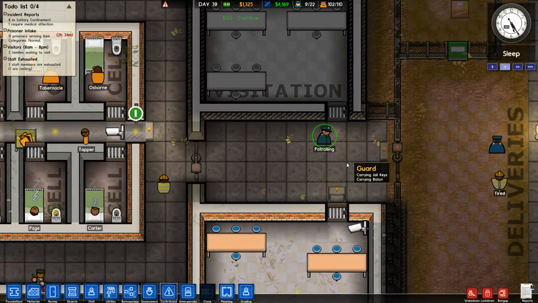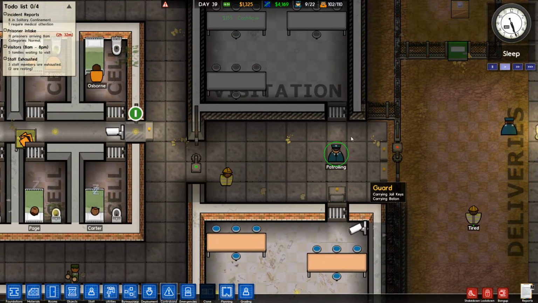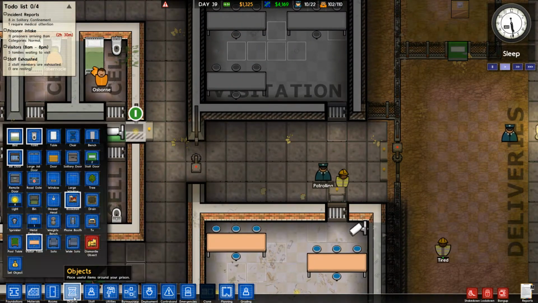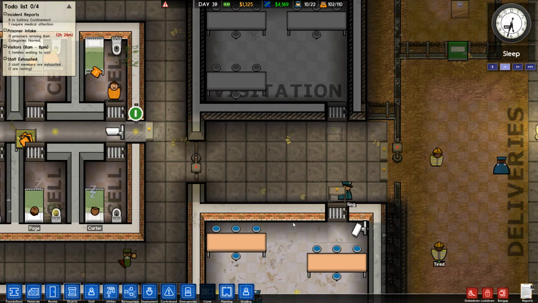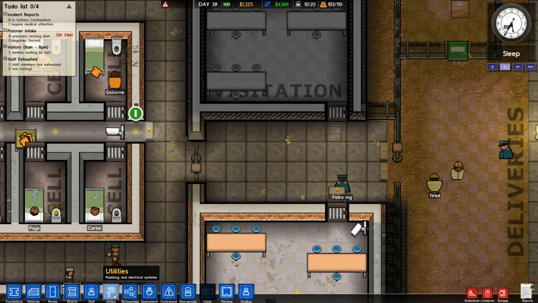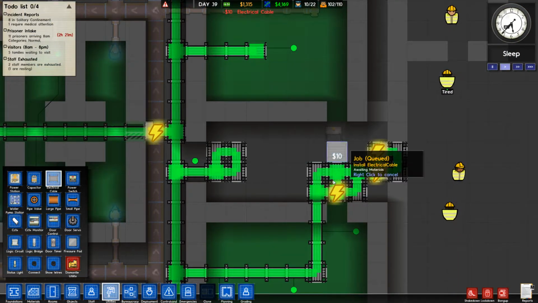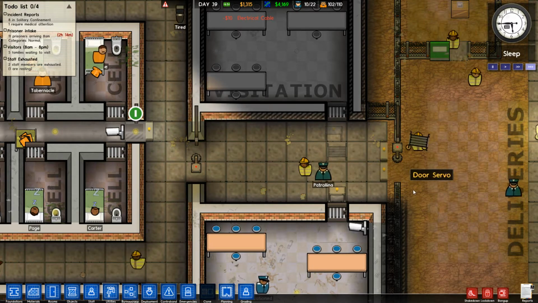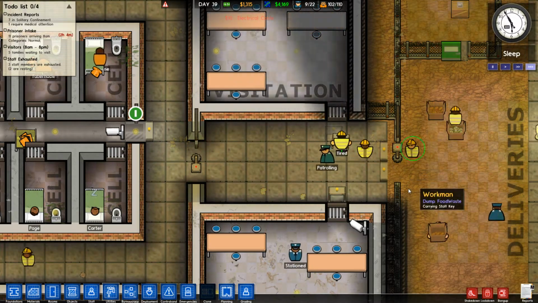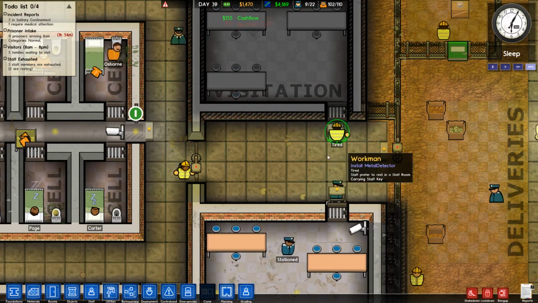Ooh, I spotted a weak point. There is a metal detector there, but not one there. So I do have to put a metal detector there to make sure that they're not smuggling in anything once they've gone through the visitation. That's better.